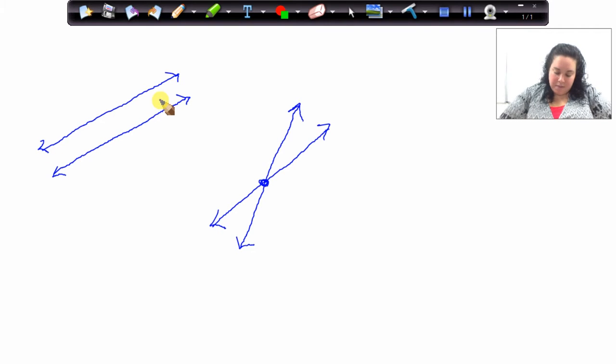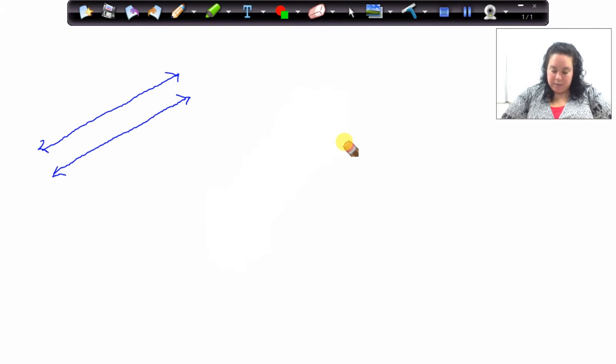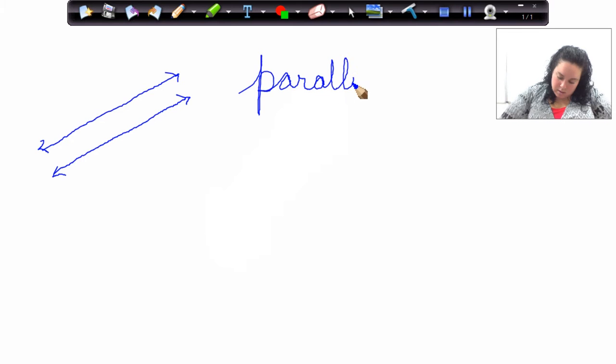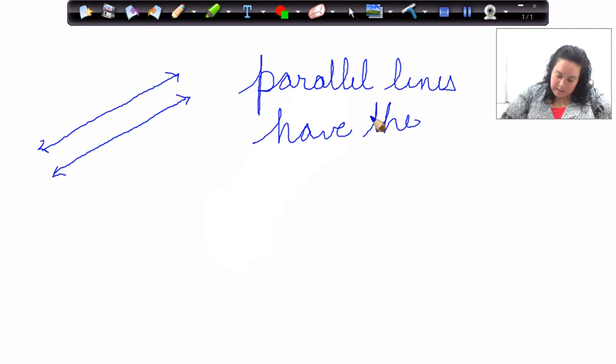So if they're parallel lines, that means they have to have the same slope because they increase at the same rate or they decrease at the same rate. So parallel lines have the same slope.